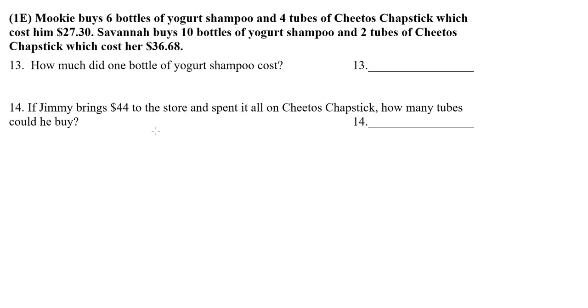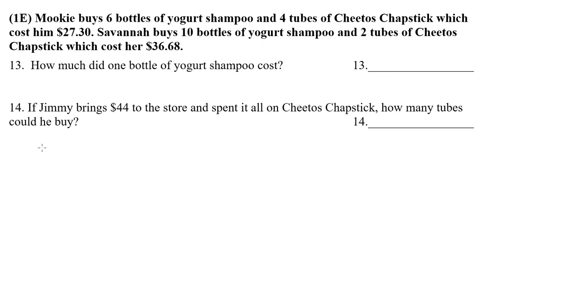Okay, one last section, 1E. And this is both dealing with the same thing here anyway. Mookie buys 6 bottles of yogurt shampoo and 4 tubes of Cheeto chapstick, which is actually a real thing. You can Google Cheetos chapstick, and I'll show you a picture. I wouldn't suggest getting it, but it cost him $27.30. And then Savannah buys some too.